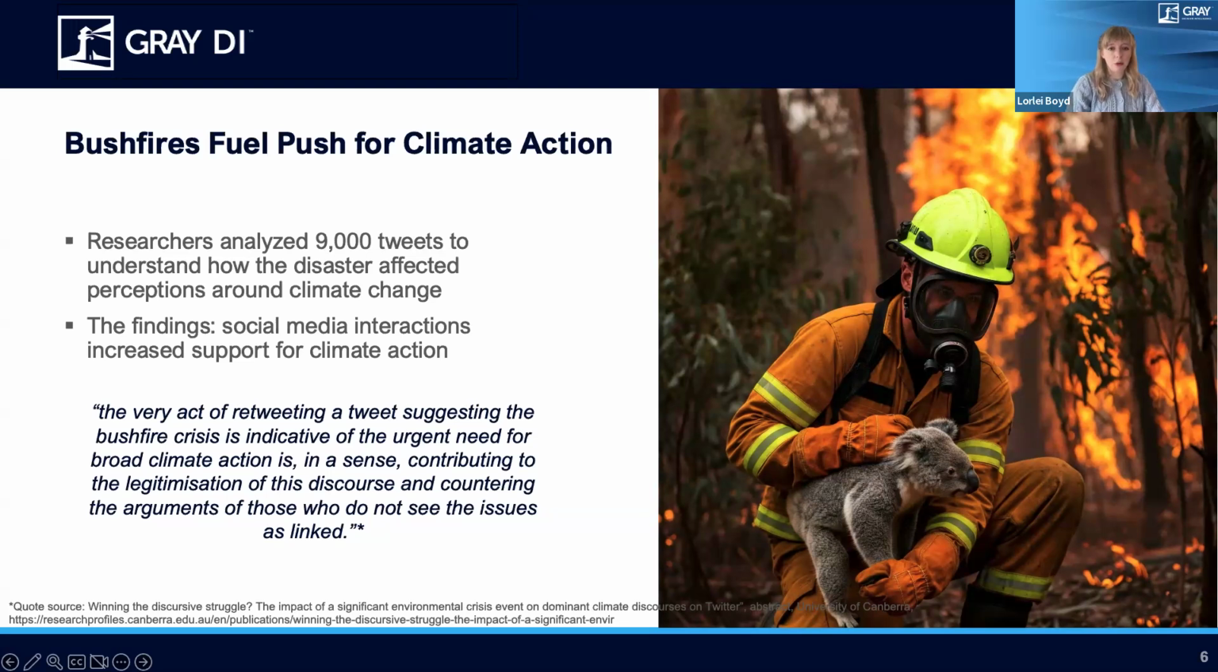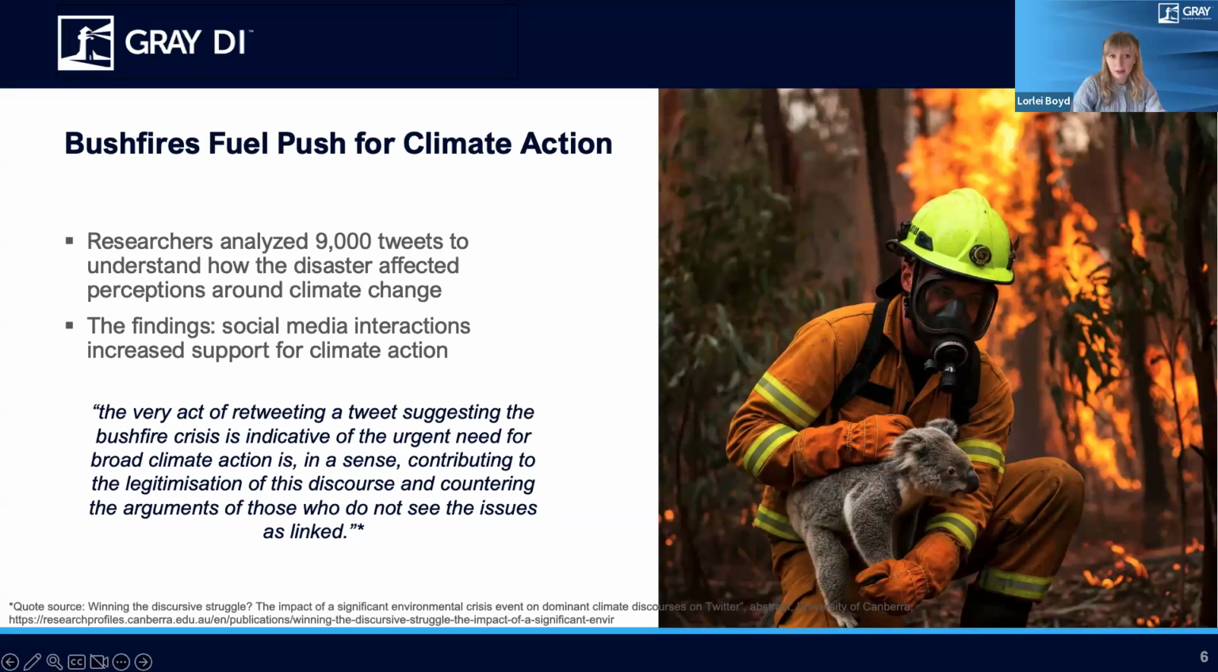Researchers used computational social science to analyze 9,000 tweets to see how social media influenced public perception around climate change. They tracked keywords and hashtags about the bushfires to analyze discourse and perceptions on causality, blame, urgency, and prevention. And here's what they found.